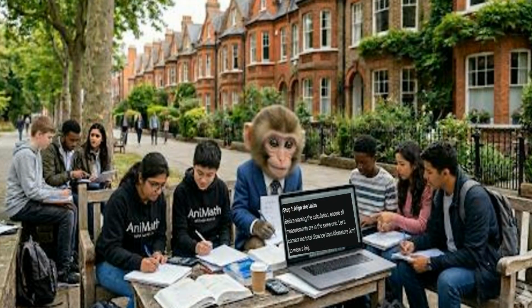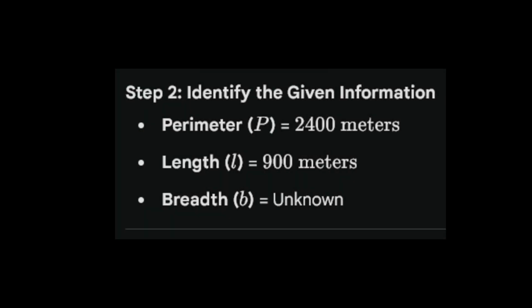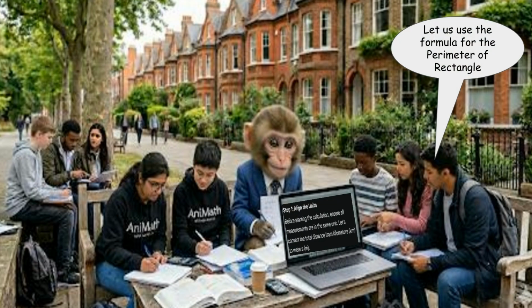We now know the perimeter and the length of the rectangular path. Our goal is to find the breadth. Step 2 is to identify the given information. We have the perimeter P at 2,400 meters and the length L at 900 meters. The breadth B is unknown. Let's use the formula for the perimeter of a rectangle to solve this problem.